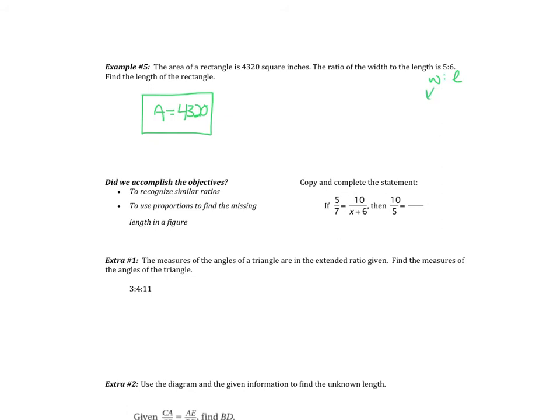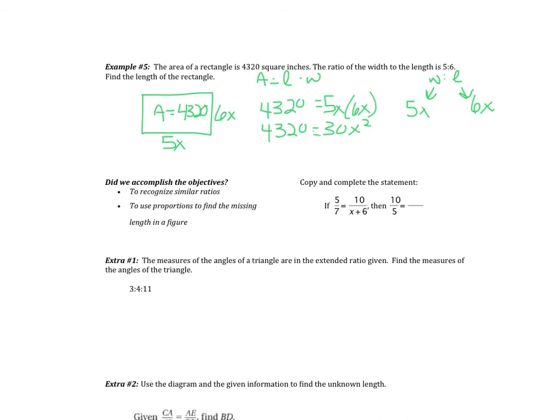So we're going to call the width 5x, and the length then is 6x. So if I put those on my rectangle, remember that area is length times width. So here I plug in 4,320 equals 5x times 6x. Multiplying those out, you get 4,320 equals 30x squared.